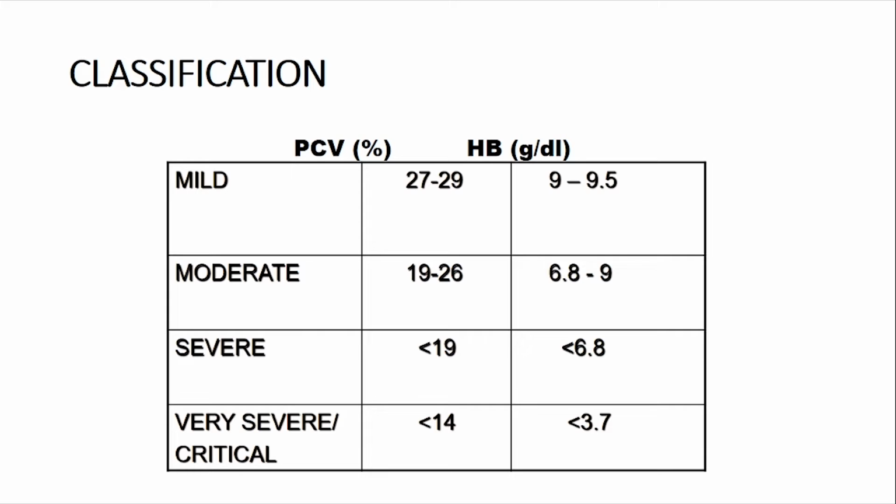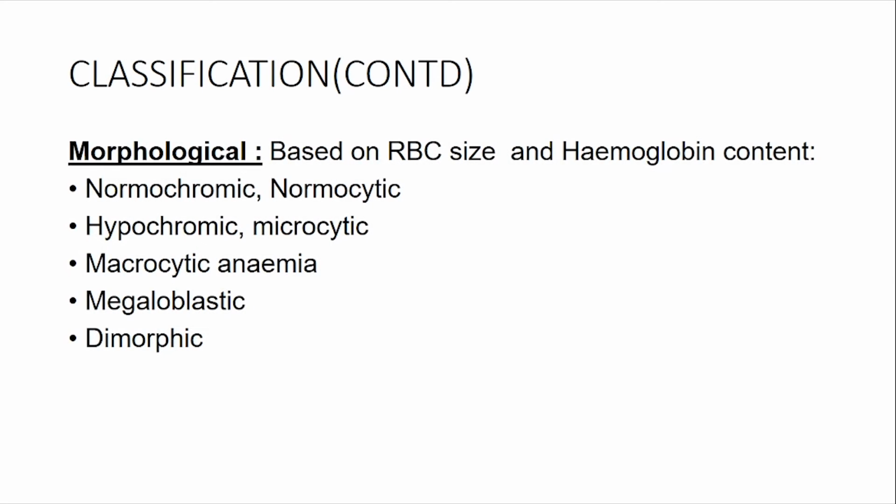It can be classified, one, based on the packed cell volume, and we have mild, moderate, severe, and very severe or critical. When the packed cell volume ranges between 27 to 29%, it is regarded as mild anemia. When it ranges between 19 to 26%, it is regarded as moderate anemia. When it is less than 19%, it is regarded as severe anemia. And when it is less than 14%, it is very severe or critical anemia.